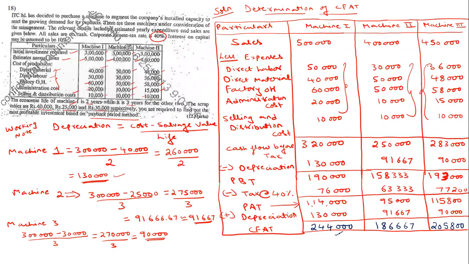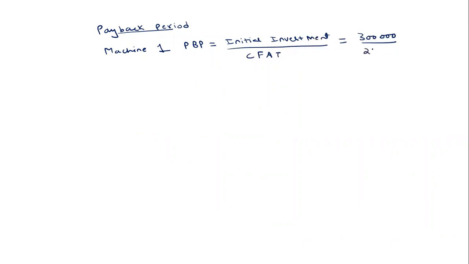We know that PBP for the given data, we can proceed with the initial investment divided by CFAT. And for machine 1, we know that the initial investment happens to be 3 lakhs. So we are going with that 3 lakhs. And CFAT for machine 1 is here, 2,44,000. And then when you simplify this, you will be getting 1.23 years for machine 1.